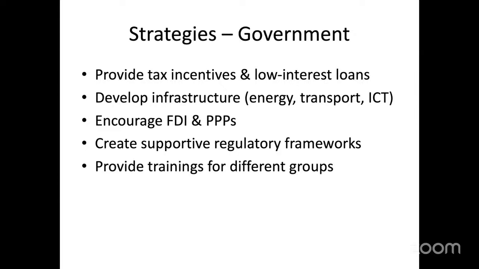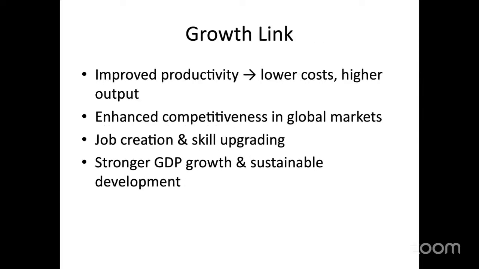And for the government strategies, in the government's perspective, the government plays a crucial role in creating an enabling environment. It can provide tax incentives and low interest loans, and improve infrastructure such as energy and transport, and also the ICT sector. Encourage foreign direct investment and public-private partnerships, develop clear and supportive regulations to boost industry competitiveness, and provide training programs for different groups. The next slide.